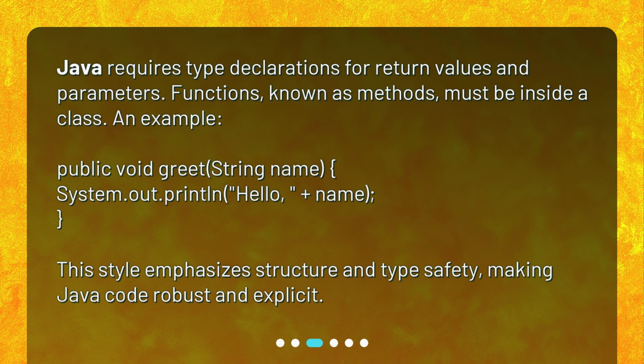An example: public void greet, String name, then System.out.println, "Hello" plus name. This style emphasizes structure and type safety, making Java code robust and explicit.